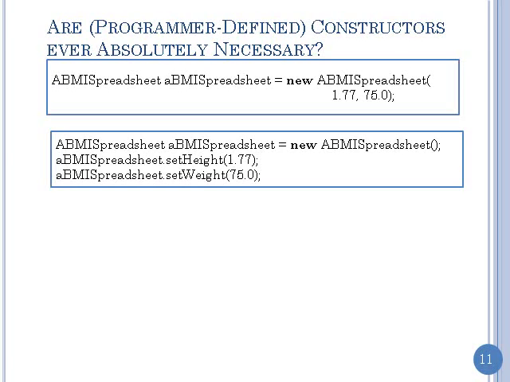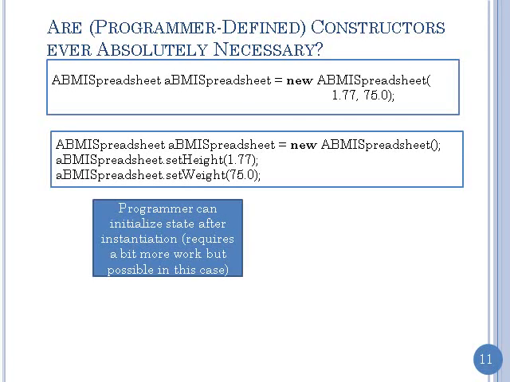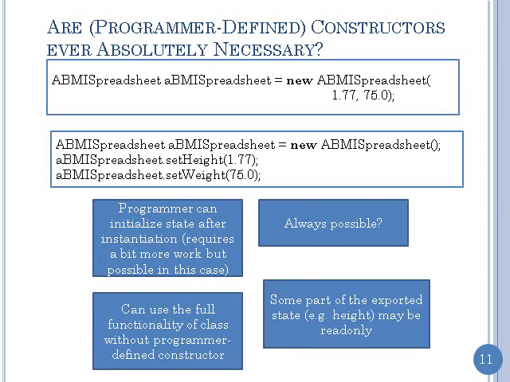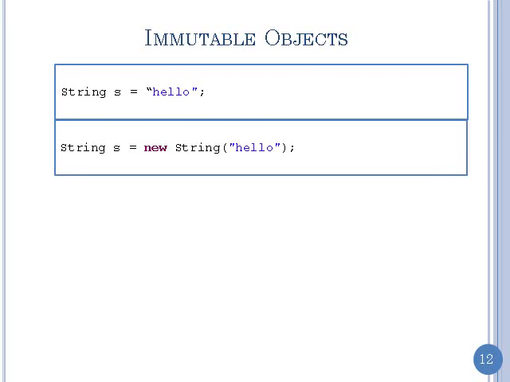So that's a question. I can go and do things either way. So when is a constructor necessary? I'm just going through this stuff. These two statements are more or less equal. They're not quite, okay? But think of them for now as being equal. So you can say s is assigned "hello", or you can say s is assigned new String("hello"), okay?